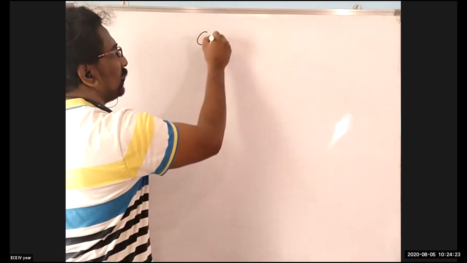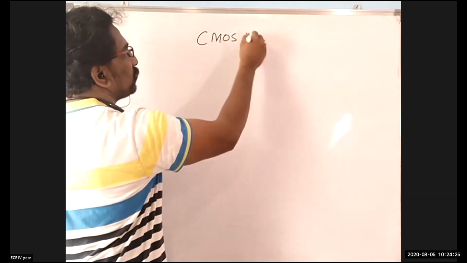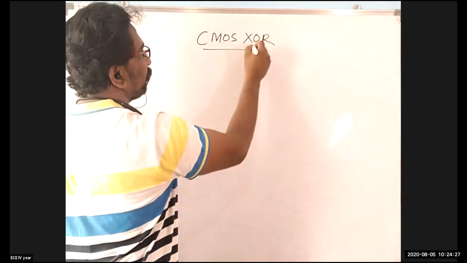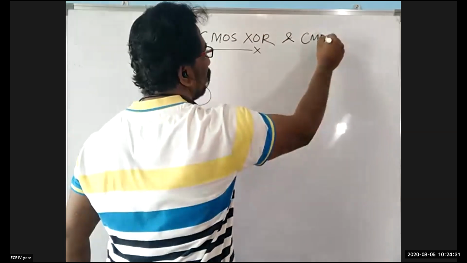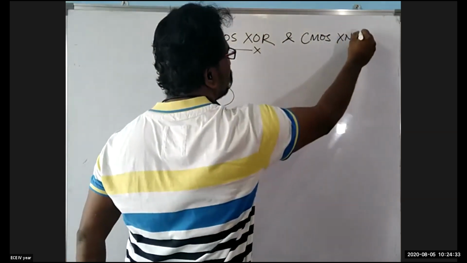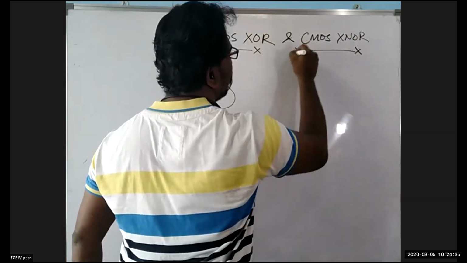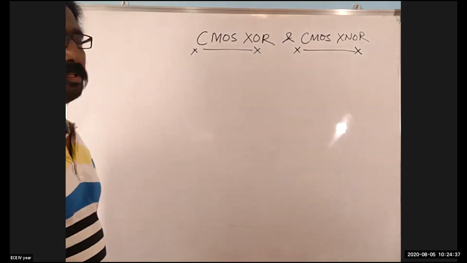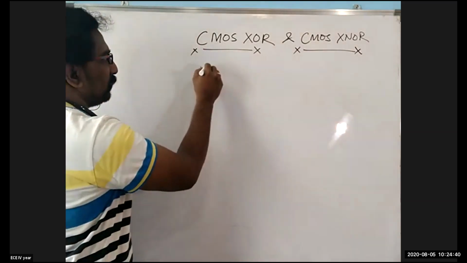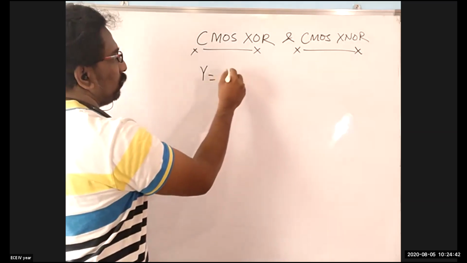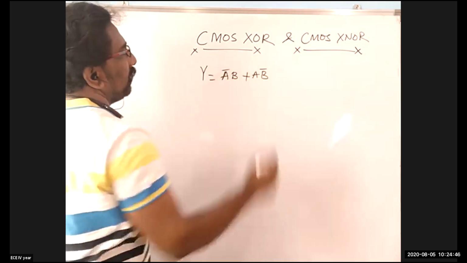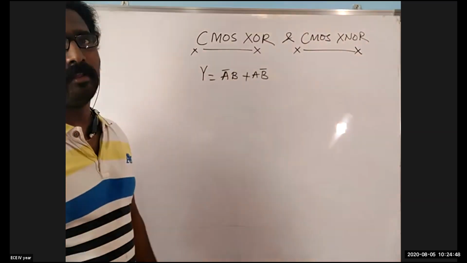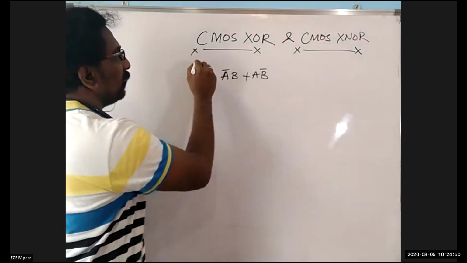The next kind of structure is the CMOS XOR gate and the CMOS XNOR gate. I'm talking about the exclusive OR gate and exclusive NOR gate. We know the formula for this XOR gate: Y equal to A bar B plus A B bar.